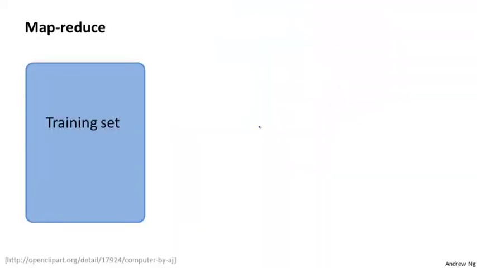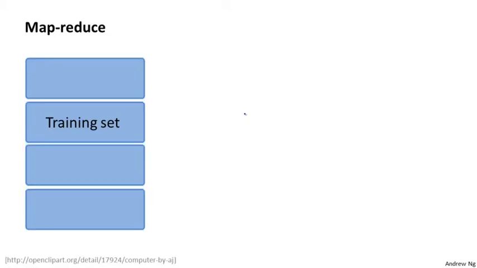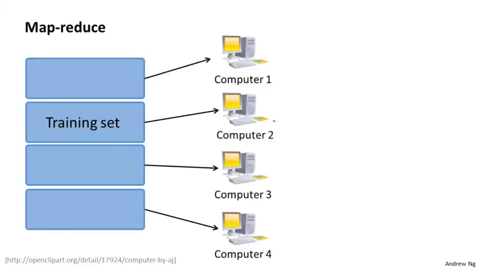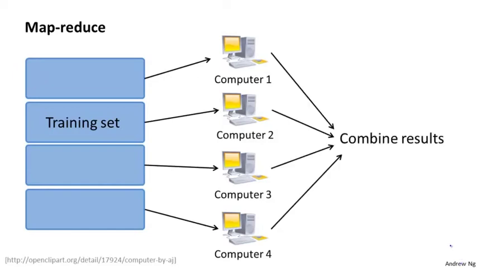So here's what the general picture of the MapReduce technique looks like. We have some training set, and if we want to parallelize across 4 machines, we're going to take the training set and split it equally, or as evenly as we can, into 4 subsets. Then we're going to send the 4 subsets of the training data to 4 different computers. Each of the 4 computers can compute a summation over just 1/4 of the training set. And then finally, each of the computers sends its results to a centralized server, which then combines the results together.